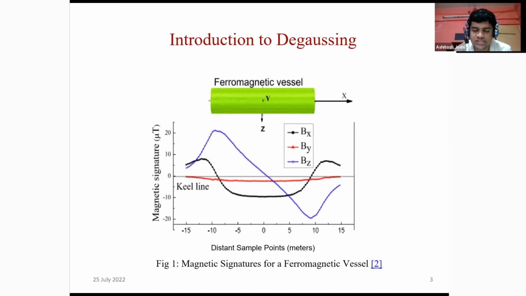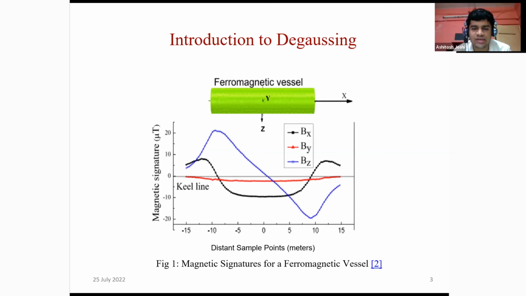So initially, what is degaussing? Generally for ferromagnetic substances, due to Earth's magnetization, induced magnetization, and Earth's geomagnetic field, the magnetic signatures get generated. And especially in military systems and naval vessels, since these are made up of ferromagnetic materials, if these magnetic signatures are detected by some enemy tanks or any other weapon systems, then it will be a security threat to our system. So in order to avoid this, we have to reduce these signatures.